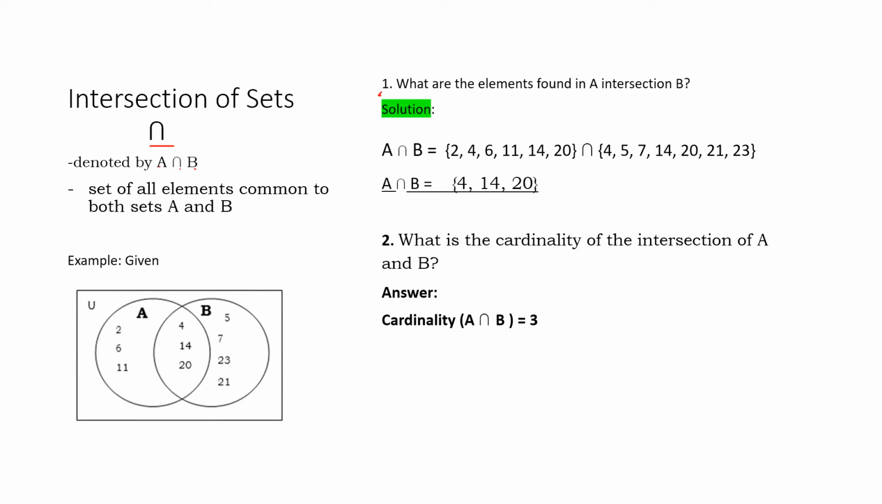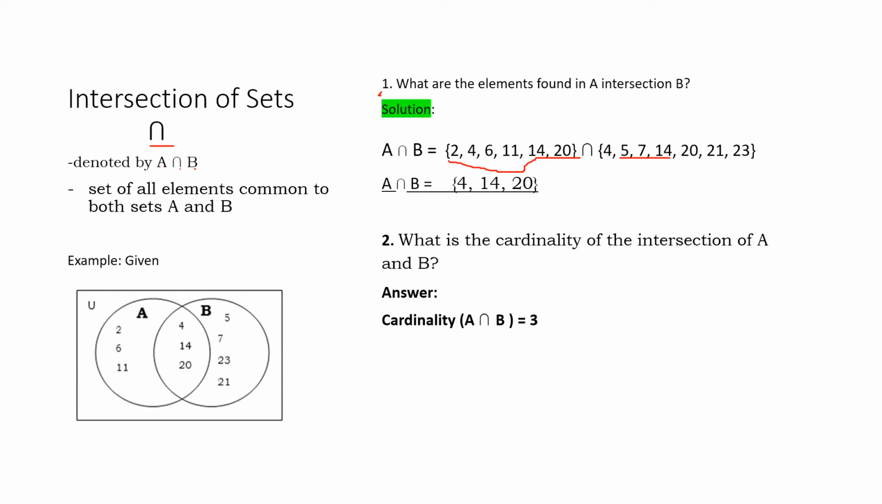Ayan, like here, example number 1. What are the elements found in A intersection B? So we have our solution. A intersection B equals. So again, kinopya ko lang muna lahat ng elements ni A. Ito. And intersection na symbol, kinopya ko ulit yung elements ni B. Then kinompare ko, ano yung meron dito na meron din sa kabila.